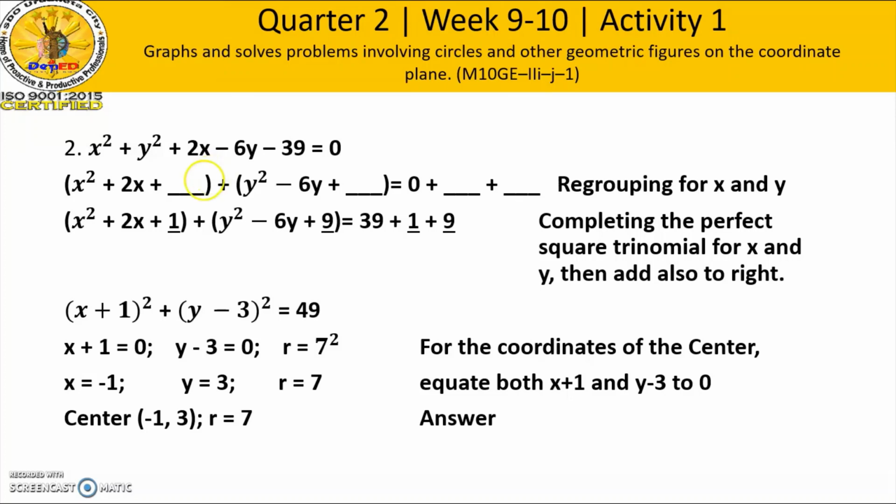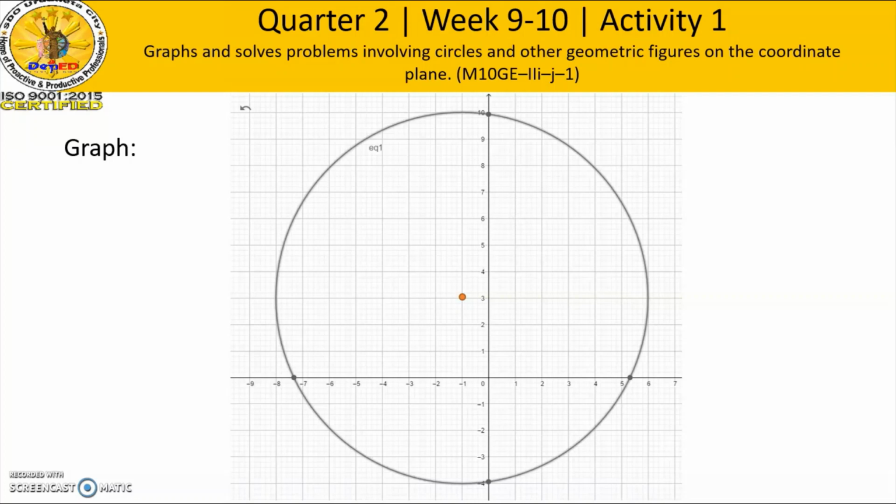So, the value of x is negative 1 and the value of y is positive 3 and the radius is equal to 7. 7 is the square root of 49. So, the center of the given circle is (negative 1, 3) with a radius of 7 units. So, here is the graph of the circle. We have the center at point (negative 1, 3) and a radius of 7 units.